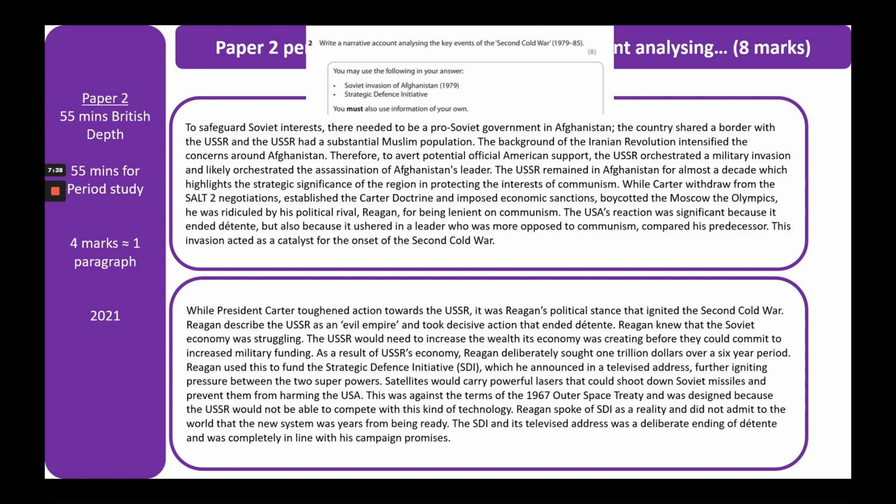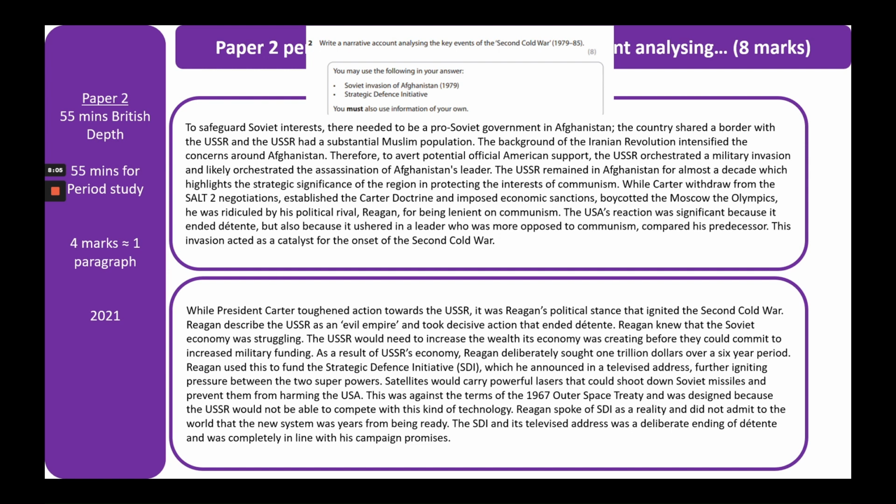Reagan described the USSR as an evil empire and took decisive action that ended détente. Reagan knew that the Soviet economy was struggling. The USSR would need to increase the wealth the economy was creating before they could commit to increased military funding. As a result of the USSR's economy, Reagan deliberately sought $1 trillion over a 6-year period. So there, I've got the cause. Why is Reagan asking for money? Now I'm going to go on to what changed.